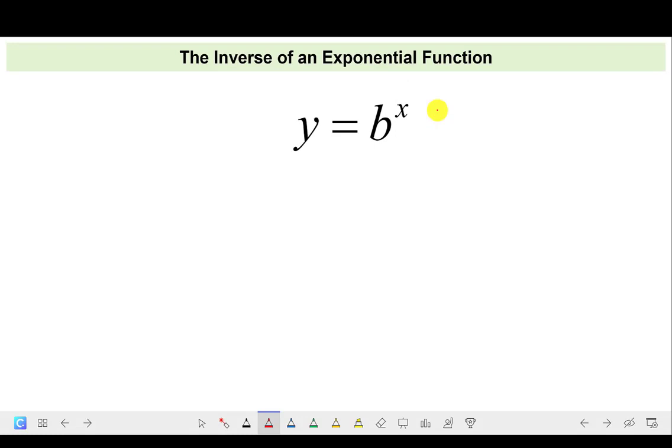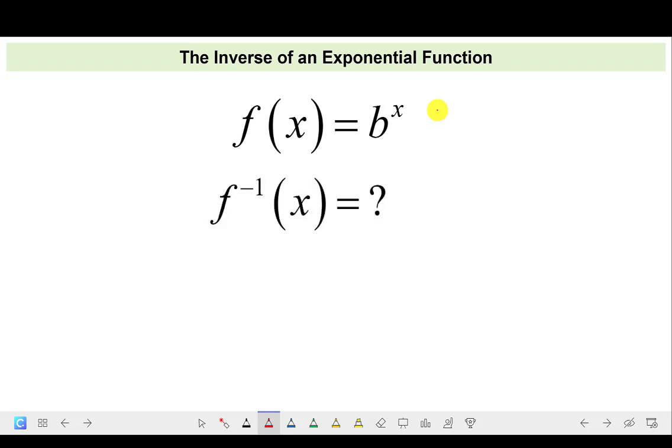Okay, so let's look at the inverse of this exponential function. If I say this is an exponential function and I give it an f of x, what is my inverse of that? Well, I think I've already hinted at it. So let's just look at what that means. Think about how we find inverses for any other kind of function.